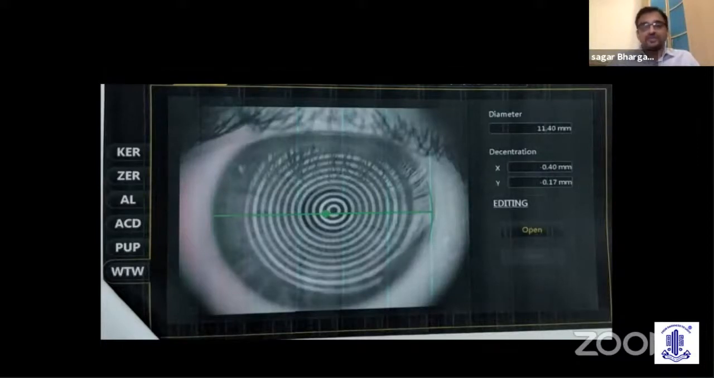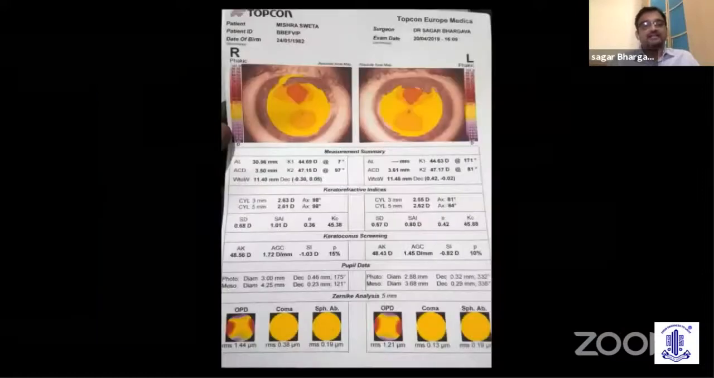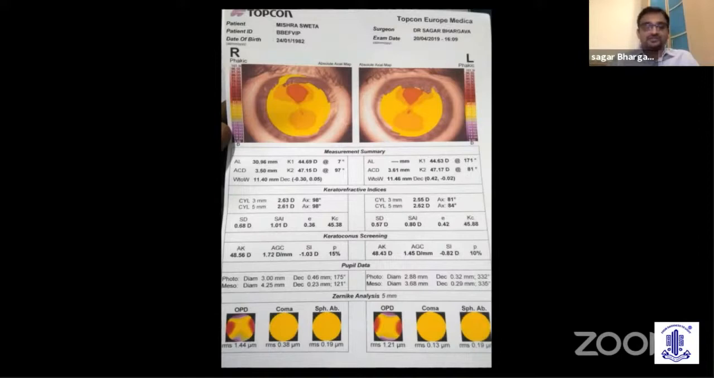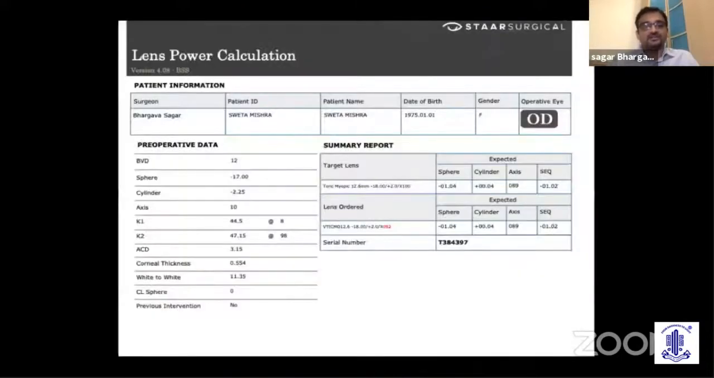It gives you both automated as well as manual measurements. If you feel the automated is not up to the mark, you can adjust it manually and get the values. This is how the topography looked, an absolutely regular astigmatism, and the pupil size was also quite okay, and all the other measurements were within normal limits. So we planned for toric ICL for both eyes.